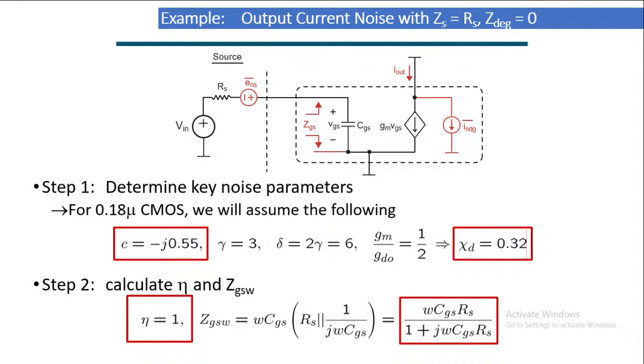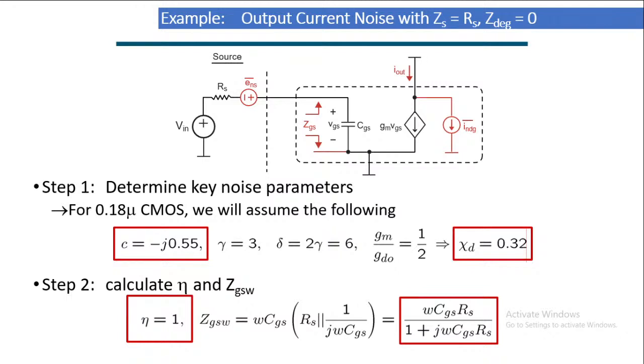Expression for ZD is gm by gd0 root over gamma by 5. So put all those values, you will get this. Then in this second step, calculate what is eta and ZGSW. Take eta to be equal to 1. For a 0.18 micron CMOS, eta is equal to 1. So then what is left is ZGSW.